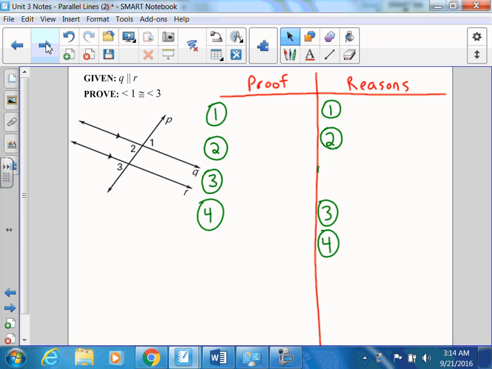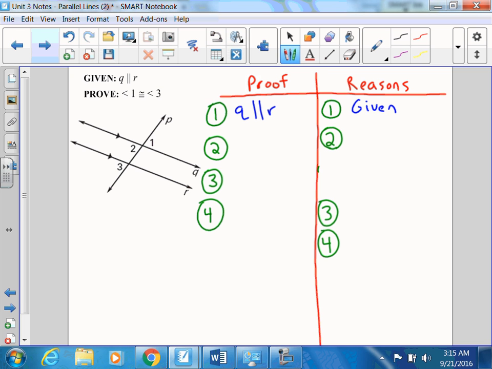Let's take a look at the first proof. As of right now, we know that line Q is parallel to line R. And they actually have the parallel indicators in there. That's our given. And then from that information, what can we prove? Well, maybe we start off by figuring out, well, what do we eventually have to get to? We have to prove that angle 1 and angle 3 are congruent. So what connection can we make right now? How can we possibly connect 1 and 3 together?